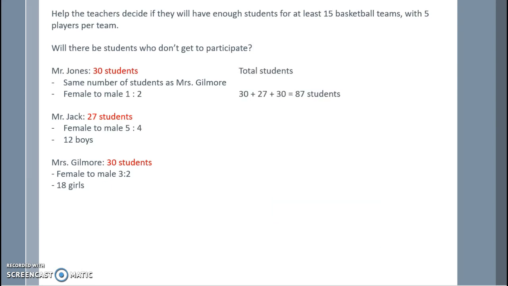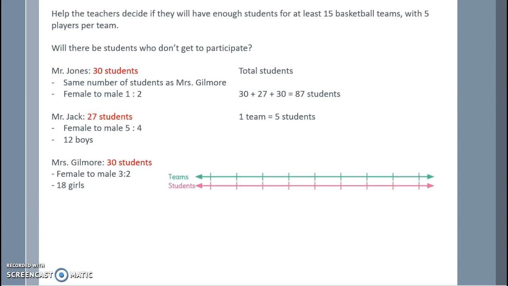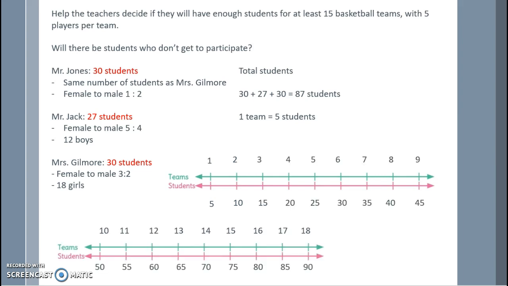We need to know how many total students we have. So if I add all my students up, we have a total of 87 students. We also know that one team is equal to 5 students. Let's use a double bar line to determine how many teams we can make with the students that we have. One team is 5 students. 2 teams is 10 students. And if we were to fill out our whole table, we'd get to 9. We don't have enough room to continue because we need to get to 87. Our table only went to 45. So I continued with a second table and just kept on going.